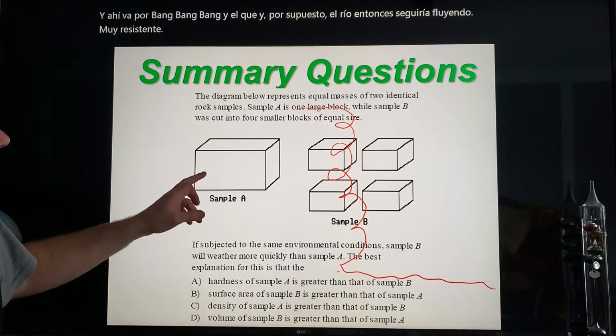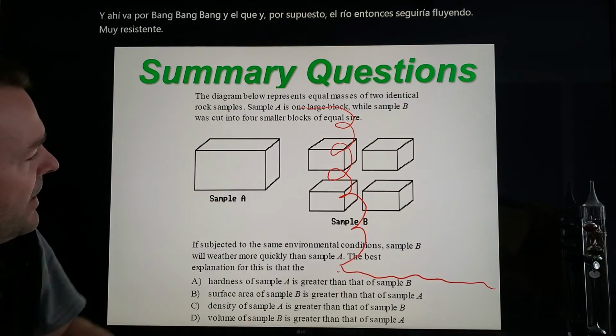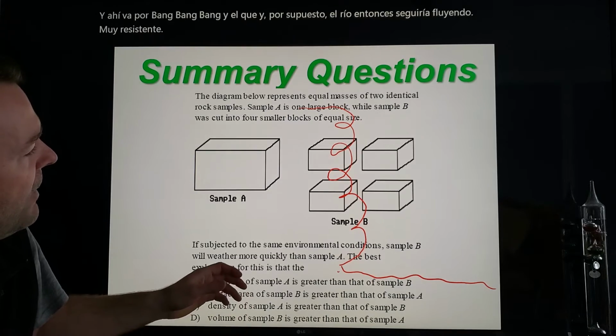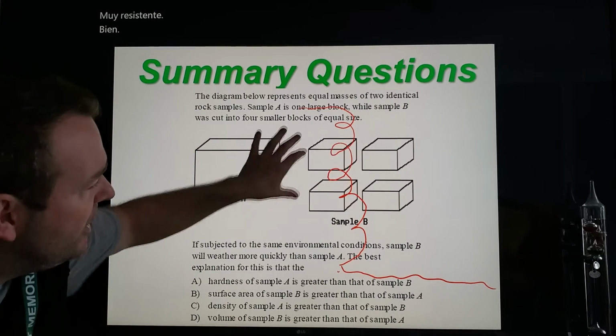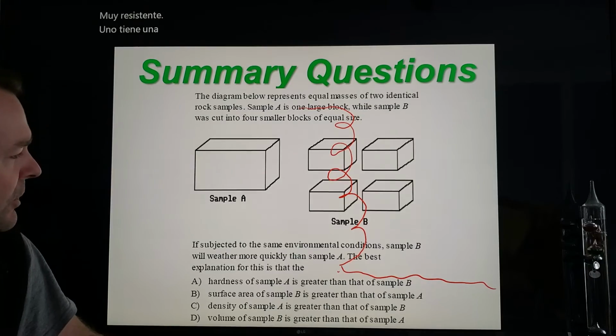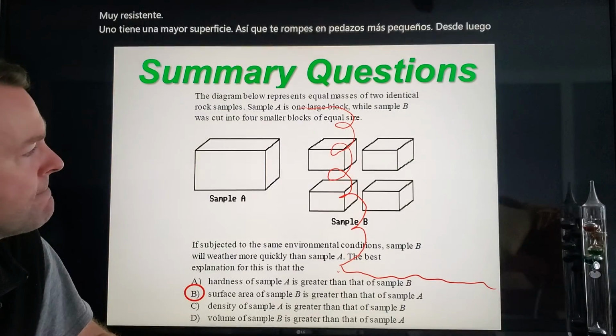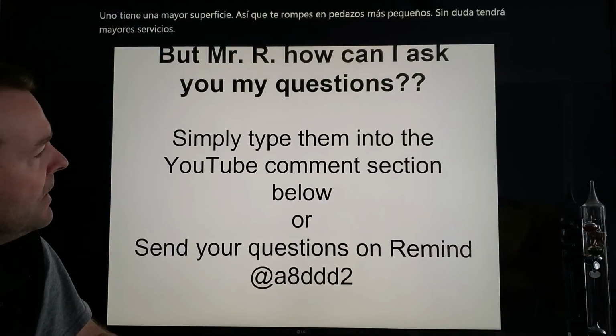Which one of these would break down faster? Well, the faster one has a greater surface area, so you break it into smaller pieces, certainly you'll have a greater surface area. Okay? All right.